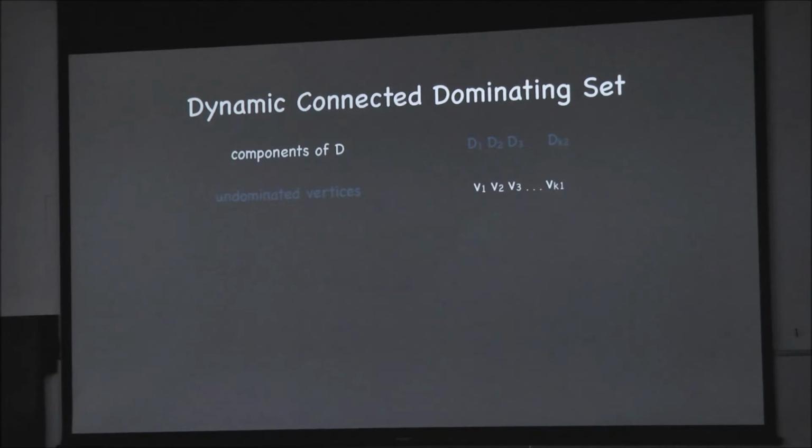Undominated vertices, again there are K1 of them at most. So V1 to VK1 are undominated by D. And what do we want? We want to pick up a neighbor of V1, a neighbor of V2, a neighbor of V3, and so on, till a neighbor of VK1. Only then the dominating set could be completed to a dominating set for the new graph. Further, we want to connect the existing components, because we showed that it suffices to search for a solution that contains the old solution. So the old solution has to be connected now.